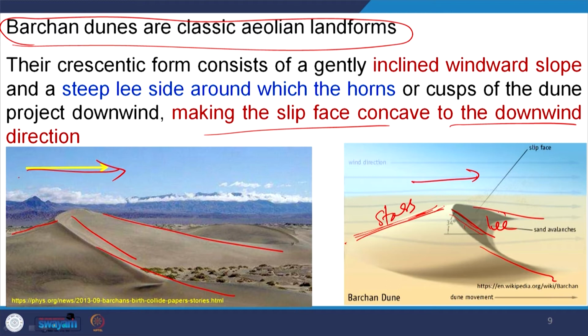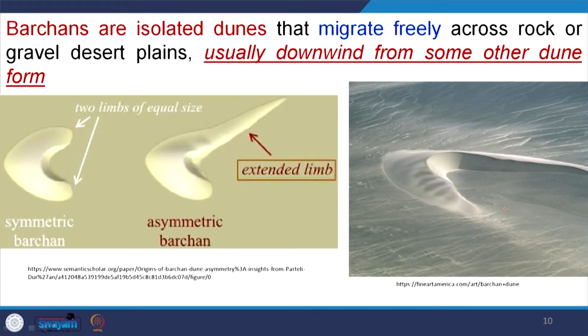If you see this slip face, it is concave, and this concavity is towards the downwind direction. So, this is a peculiar kind of dune and the most popular dune in the aeolian system. Barkans are isolated dunes that migrate freely across rock or gravel desert plains, usually downwind from some other dune forms.